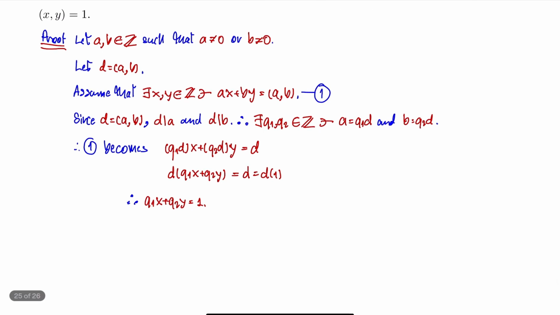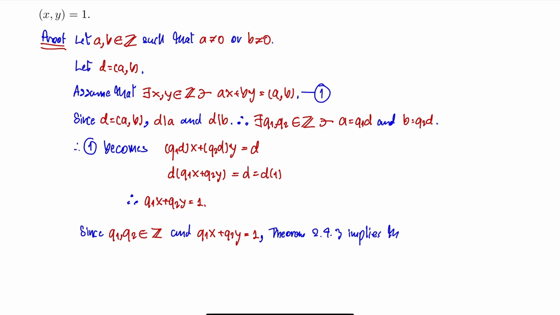And q1 and q2 are both integers, right? Okay, so since q1 and q2 are integers, and q1x plus q2y equals 1, what happened? Okay, so theorem, maybe 2.4.3, what does it imply? It implies that the greatest common divisor of x and y is 1. Okay, so we have finished the proof already.